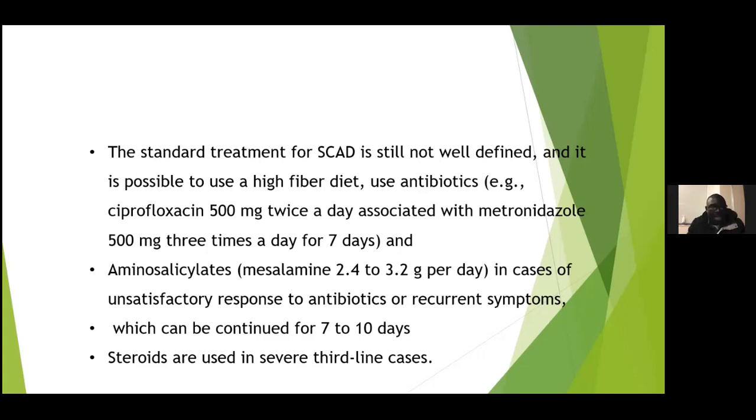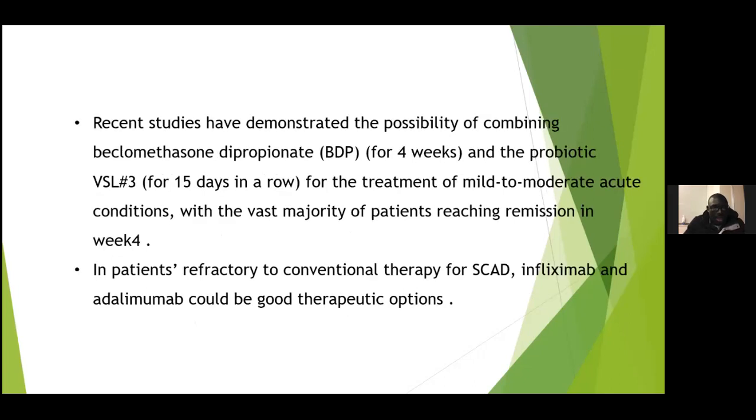And if that fails as well, then you move to the third line, which is the use of steroids in more severe cases. There is also recent evidence supporting the use of beclomethasone dipropionate for 4 weeks, concurrently with VSL#3. That seems to give a very good response as well. And there are also studies showing the use of biologics, that people respond very well for those that seem to have those aggressive phenotypes.